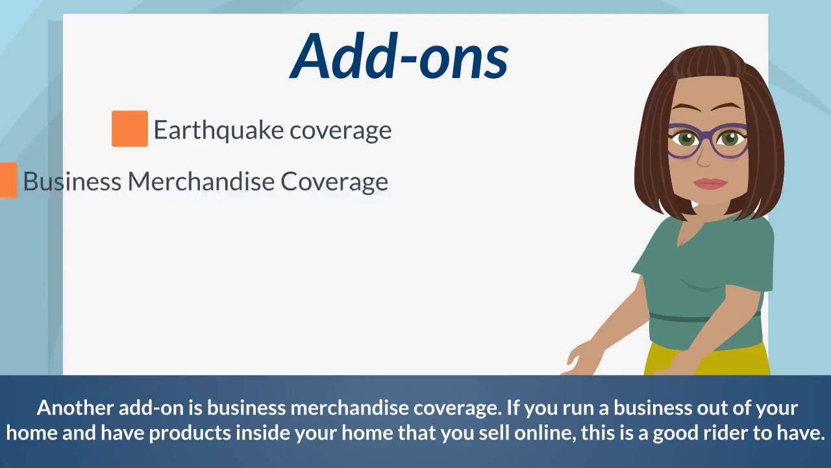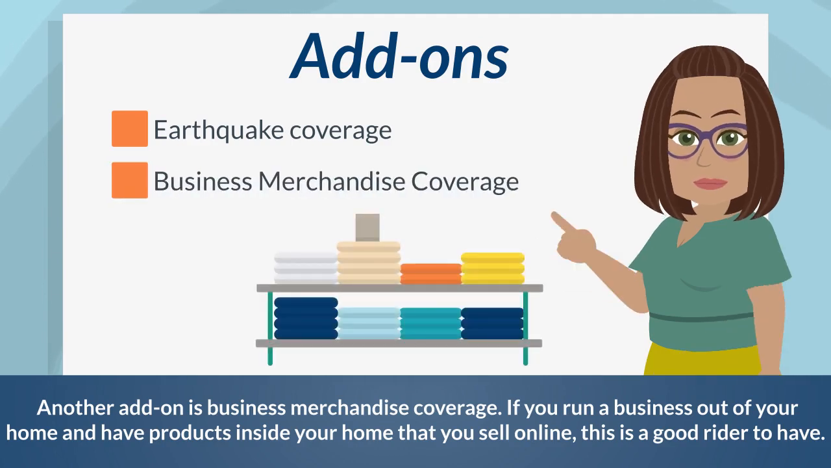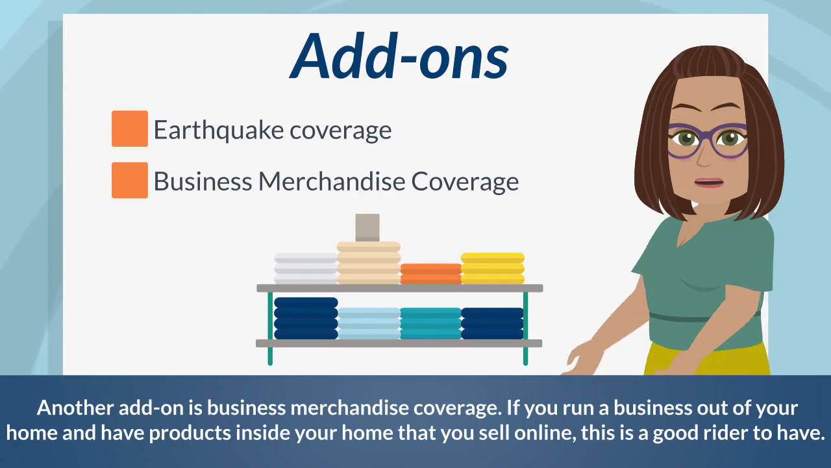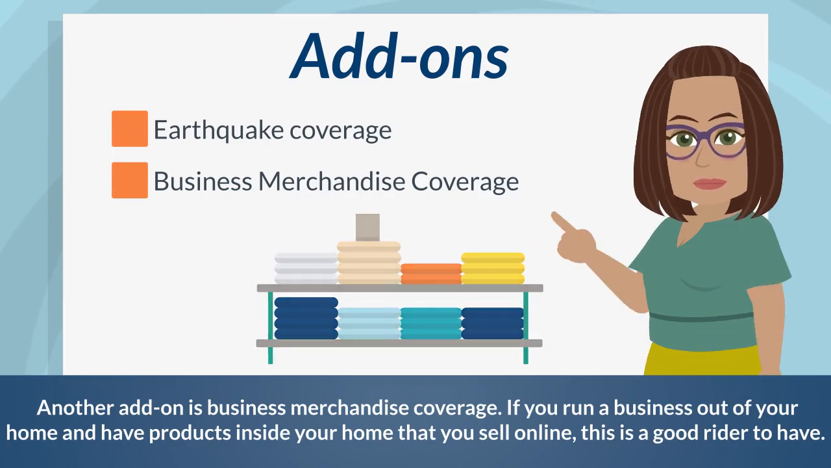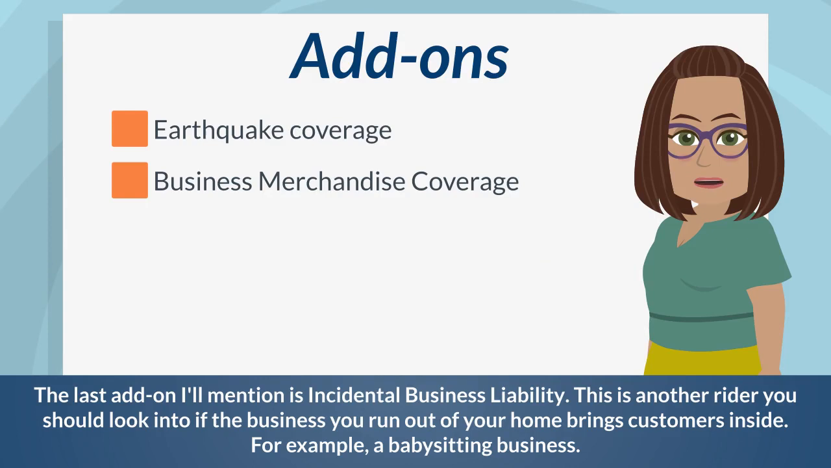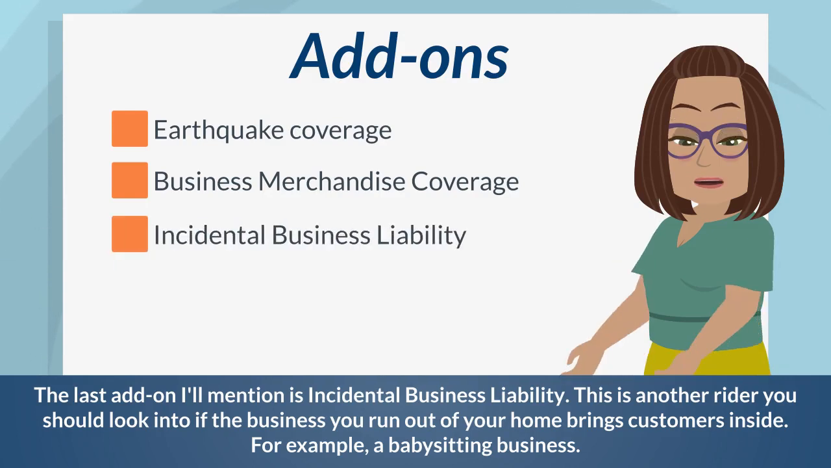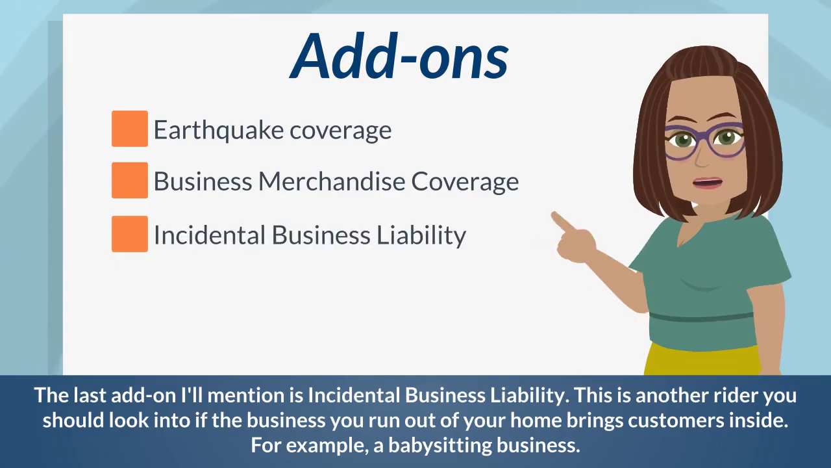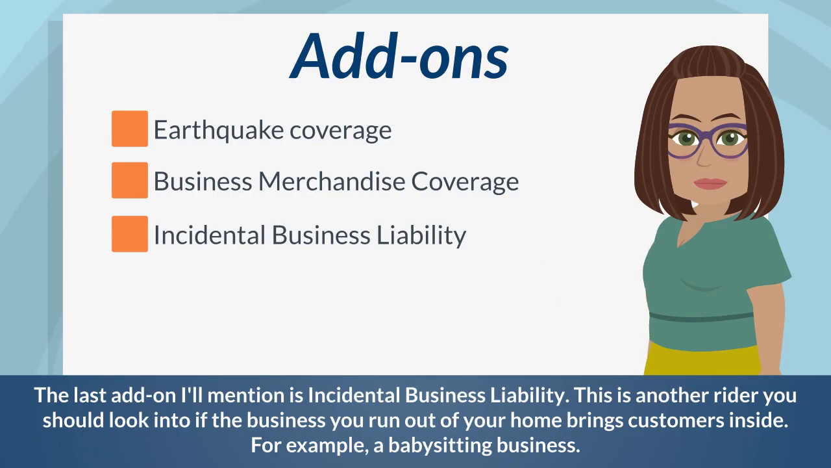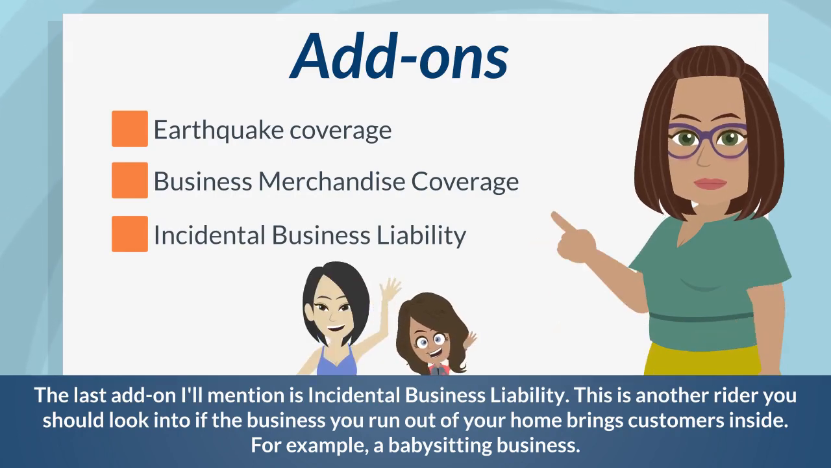Another add-on is business merchandise coverage. If you run a business out of your home and have products inside your home that you sell online, this is a good rider to have. The last add-on I'll mention is incidental business liability. This is another rider you should look into if the business you run out of your home brings customers inside. For example, a babysitting business.